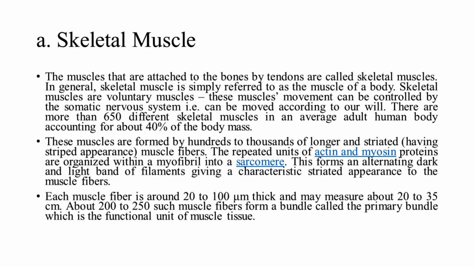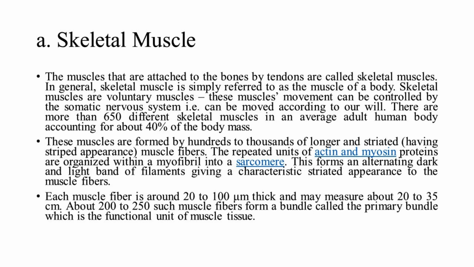A. Skeletal muscle. The muscles that are attached to the bones by tendons are called skeletal muscles. In general, skeletal muscle is simply referred to as the muscle of a body. Skeletal muscles are voluntary muscles. These muscles' movement can be controlled by the somatic nervous system, i.e., can be moved according to our will.